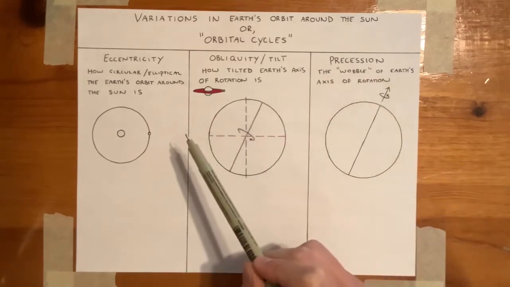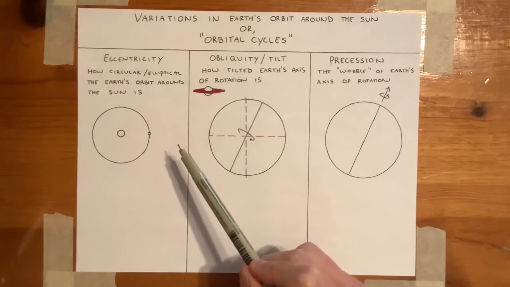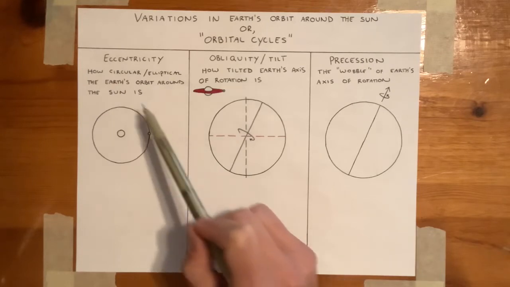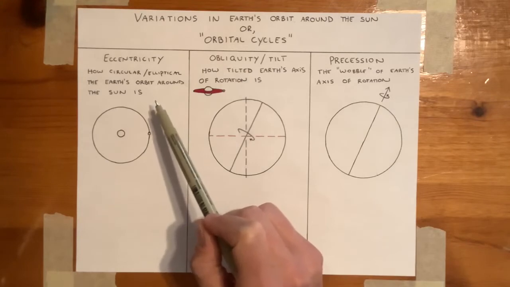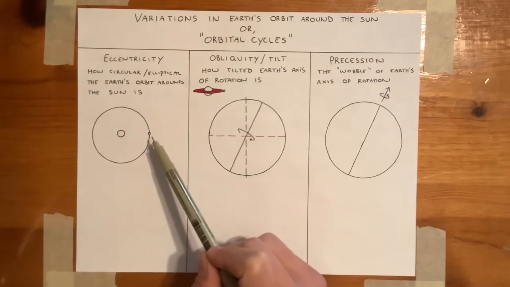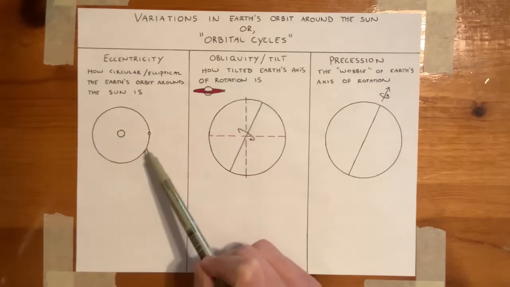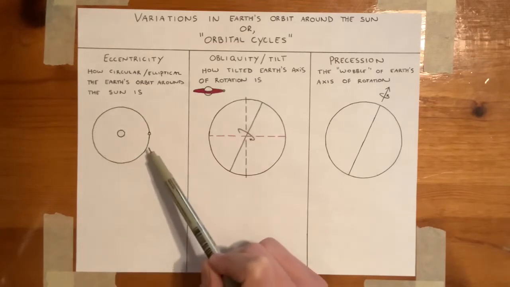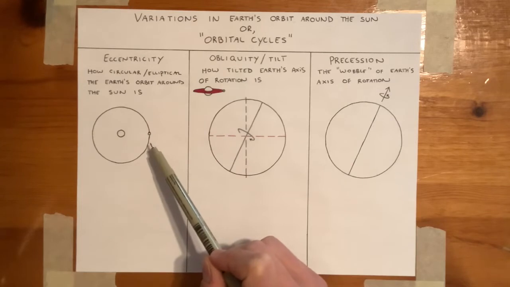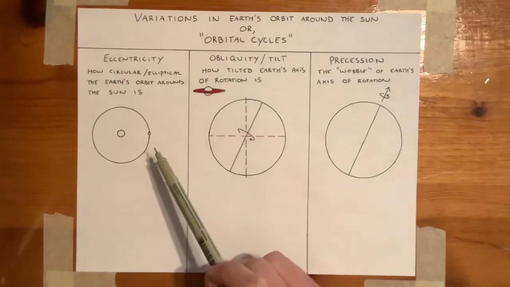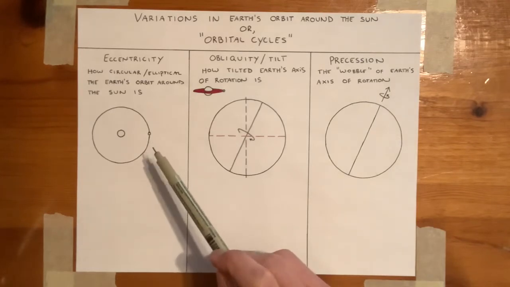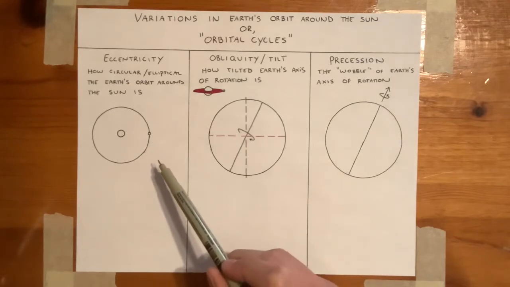Okay, so each one of these has its own effect on Earth's climate, but first let's explain what each one is. So the eccentricity is how circular or elliptical Earth's orbit around the sun is. The Earth goes around the sun once a year, and we think of this orbit as being circular. We learned in our first lab that it's not quite circular, that the Earth has a point in its orbit where it's close to the sun, called the perihelion, and a point in its orbit where it's far away from the sun, called its aphelion.